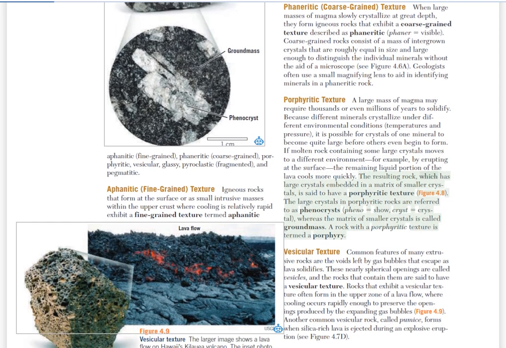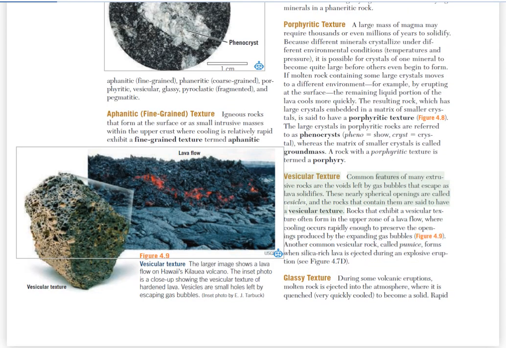The resulting rock, which has large crystals embedded in a matrix of smaller crystals, is said to have a porphyritic texture. The large crystals in porphyritic rocks are referred to as phenocrysts, whereas the matrix of smaller crystals is called groundmass. A rock with a porphyritic texture is termed a porphyry.